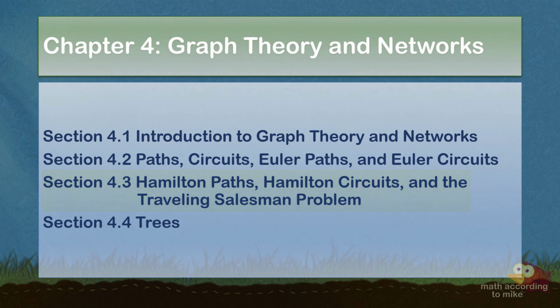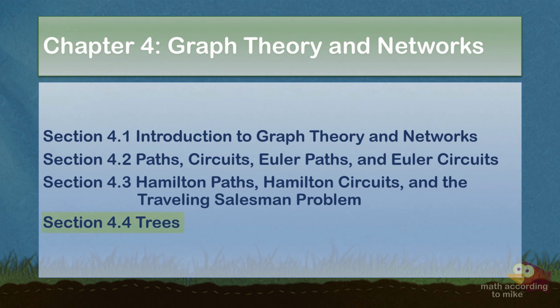And then 4.3 is really the big section in terms of practicality. Practicality? Yeah, I'm going to use that word. This is what UPS and FedEx use. Hamilton paths, Hamilton circuits, and the traveling salesman problem. So that is the problem that has no known solution. And that's where, if you are a traveling salesperson, how would you visit the houses that you need to visit in order to minimize the distance you have to travel? So that's the stuff where UPS and FedEx use computers and whatnot to solve their problems.